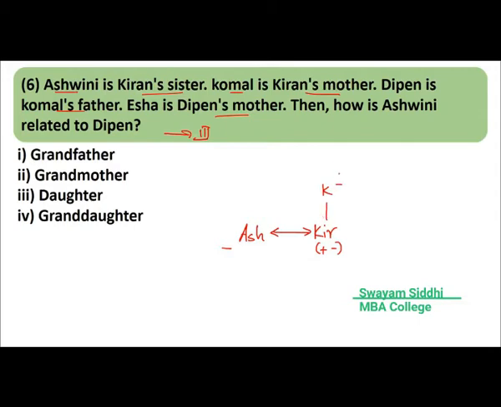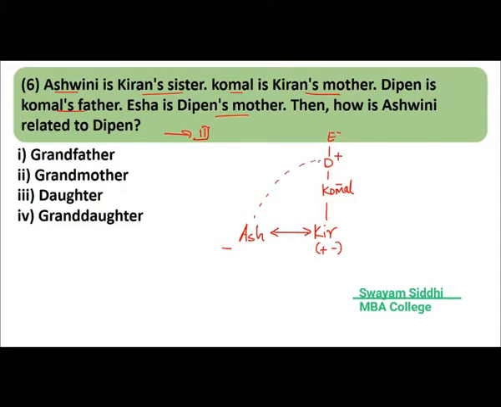Dipen is Komal's father. Dipen father, so plus sign of Komal. Okay. This is Komal over here. And Isha is Dipen's mother. Mother means minus sign, negative. How is Ashwini related to Dipen?